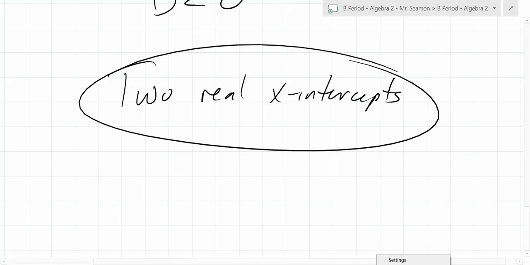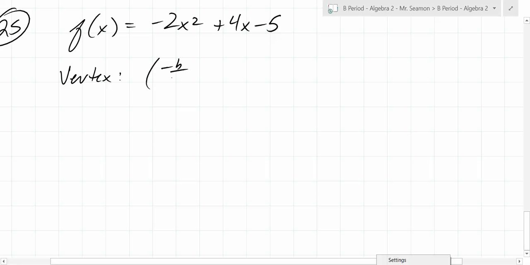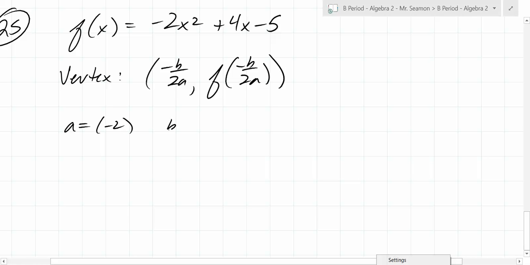I don't think so. What's a great thing to find first? Vertex, right? And we know the vertex is equal to -b over 2a, comma, f of -b over 2a. So we find a, b, and c first. What's a, Rachel? What's b? And what's c? We might use c later. So x of the vertex is going to be -b, so that's negative what? 4 over 2 times what? So that's going to be -4 over -4, which is?